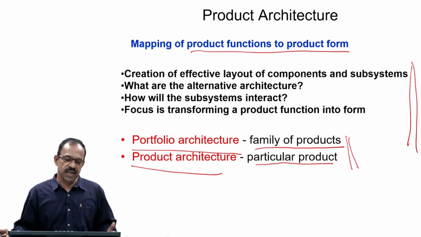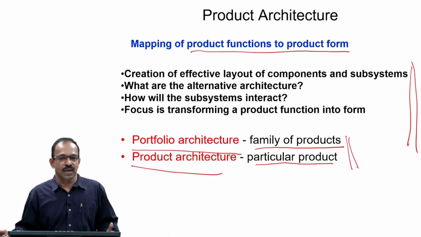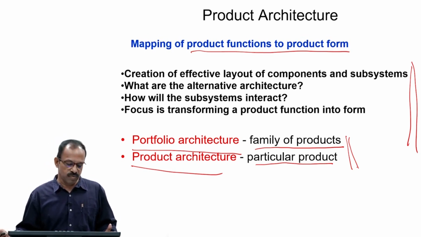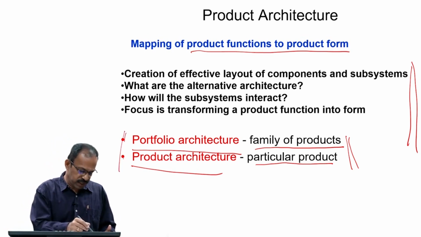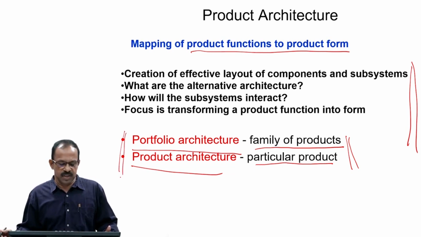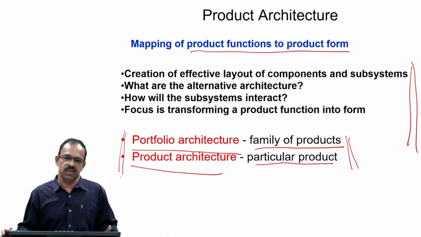That actually depends on the number of products in the family also. So, these two are interconnected. You need to design the architecture of the product based on the number of products in the family and how you want these products to share the components. So, we look into these two aspects of product development: the product portfolio architecture and product architecture.